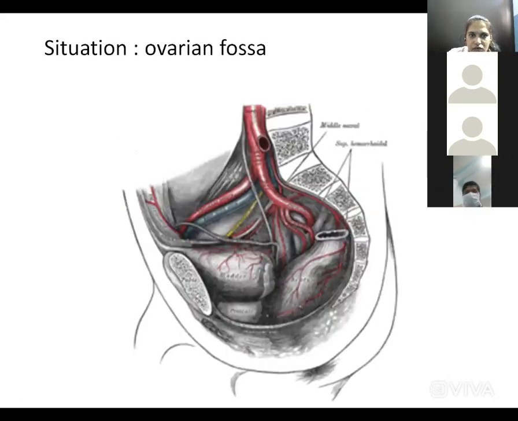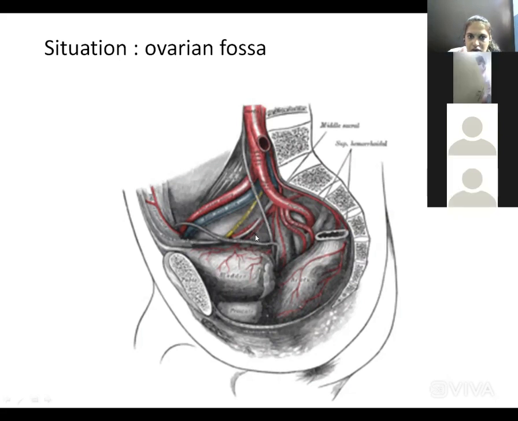Now, where these ovaries are situated, that is the situation. These are situated in the ovarian fossa. This ovarian fossa, as all of you know, lies in the pelvic region. So in this diagram, you can see the pelvic part and this is the sacrum part. This area in the lateral wall of the pelvis is the ovarian fossa.